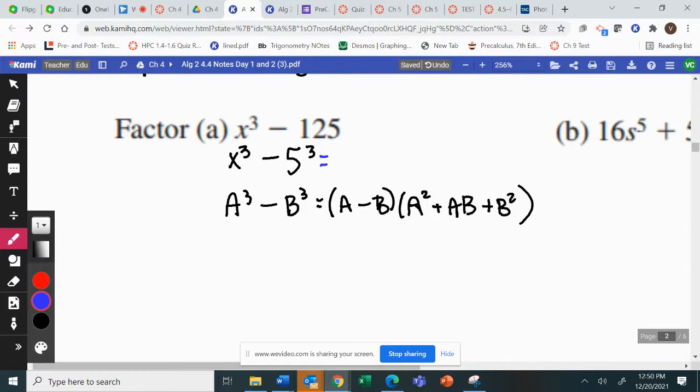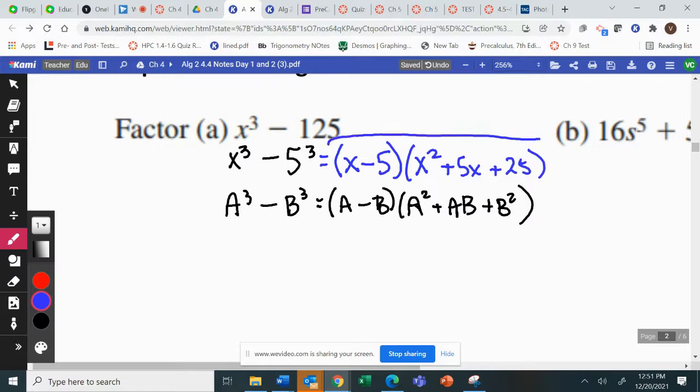So in my actual example, a is x and b is 5. So when I go to my second parenthesis, I always use my first parenthesis. If I have my first parenthesis correct, my second parenthesis says square a, plus 5 times x, plus 5 times 5. The second parenthesis can never factor further. X minus 5 cannot factor further because it's just an x to the first power, so that's done.